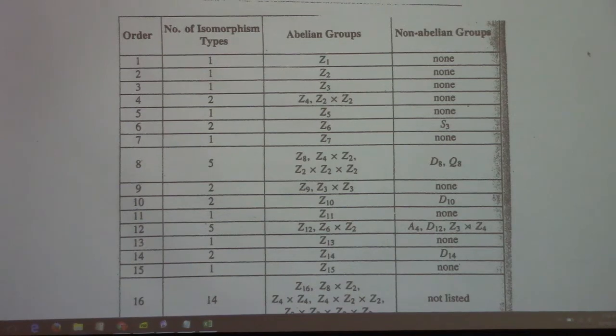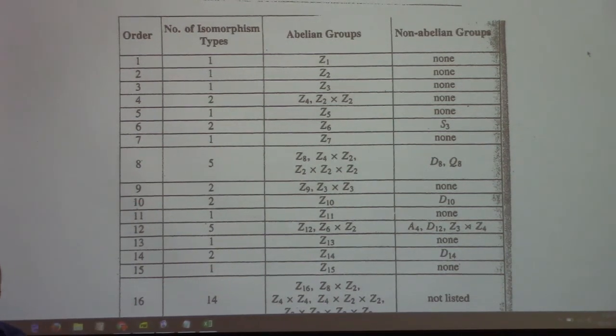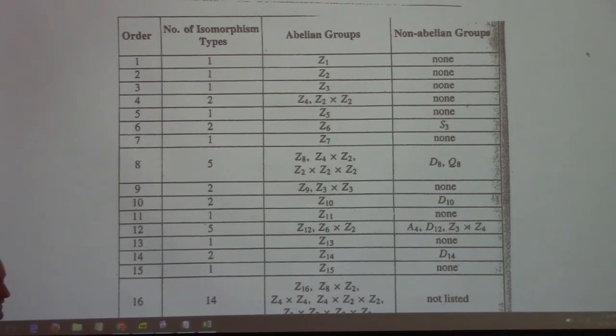At order 9, there is no non-abelian group of order 9. But abelian, you got this and that. Order 10, you got 2: Z10 and D10. In fact, whenever we have order 2 times a prime, we actually proved that you've either got Z mod the order or the dihedral group of that order. That's the result we did actually prove. 11, prime again, so just cyclic.